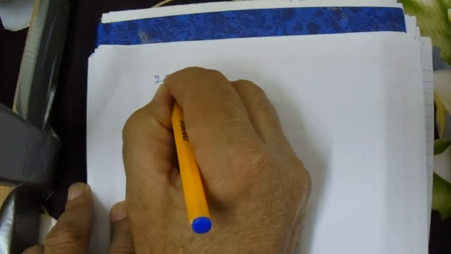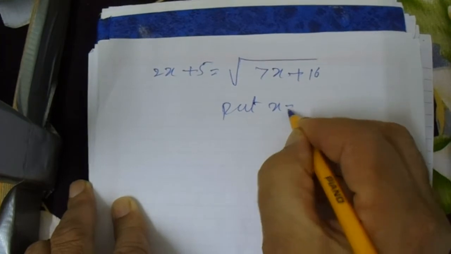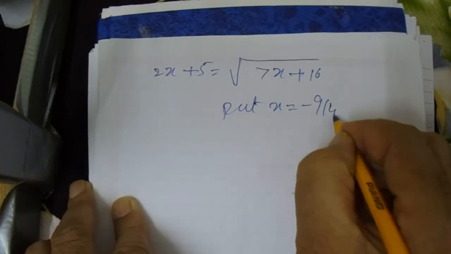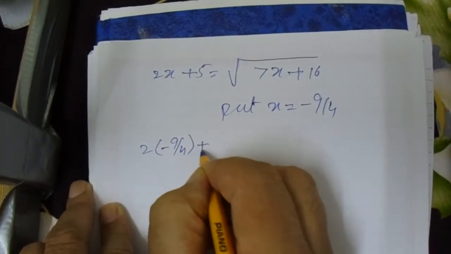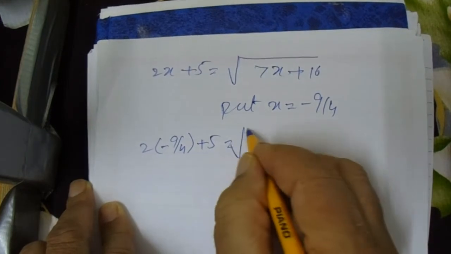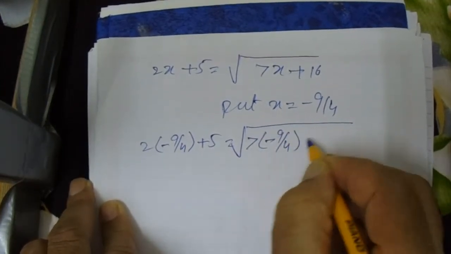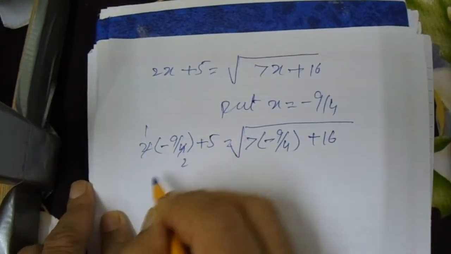Here 2x plus 5 is equal to under root 7x plus 16. Now put x is equal to minus 9 by 4. Now 2 into minus 9 by 4, and plus 5 is equal to under root 7 into minus 9 by 4 and plus 16. And here 2 1s are 2, 2 2s are 4.